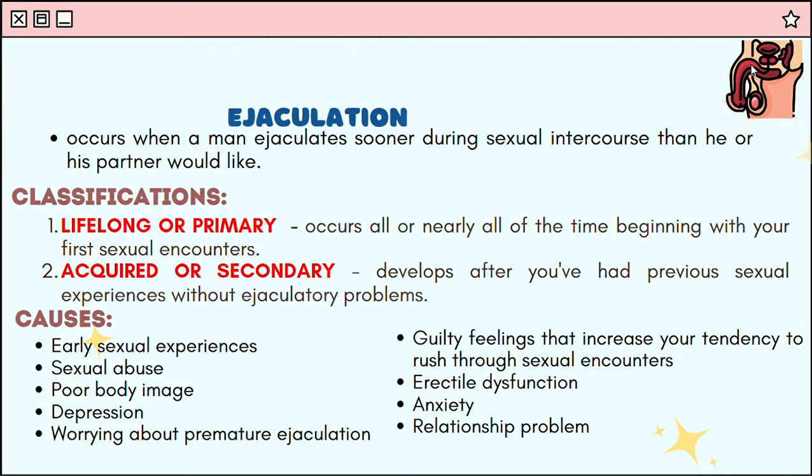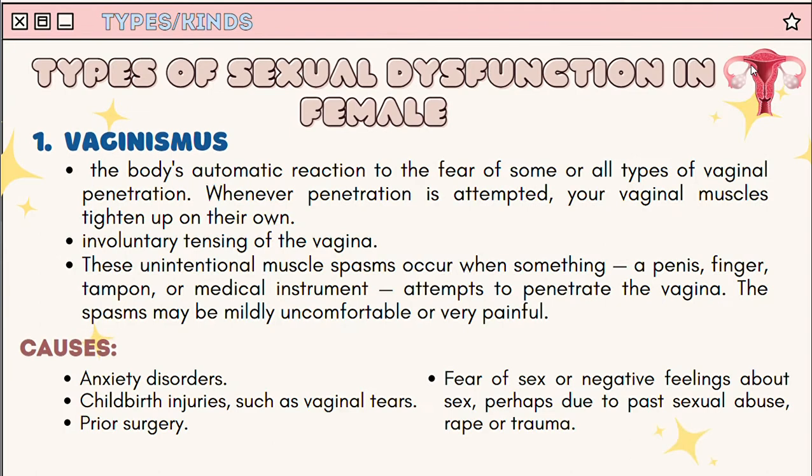Next naman, we are going to tackle the types of sexual dysfunction naman sa mga female. So, first we have here vaginismus. So, this vaginismus is the body's automatic reaction to the fear of some or all types of vaginal penetration. So, whenever penetration is attempted, your vaginal muscles tighten up on their own. So, parang dito sa vaginismus, it is the involuntary tensing of the vagina.